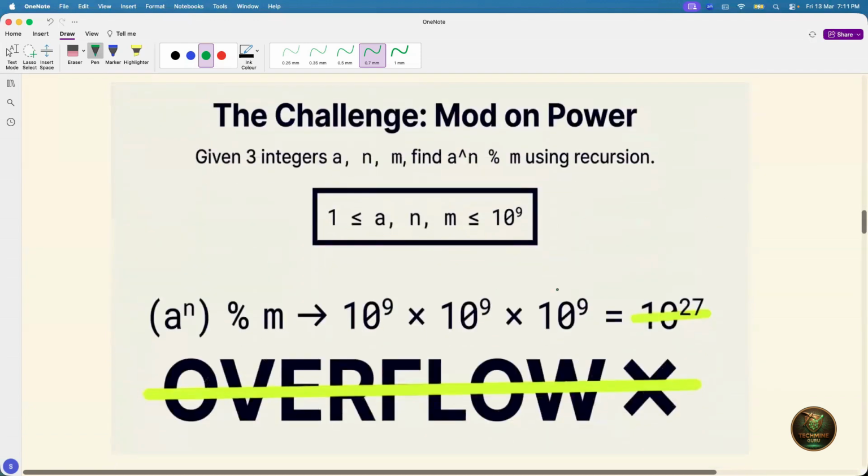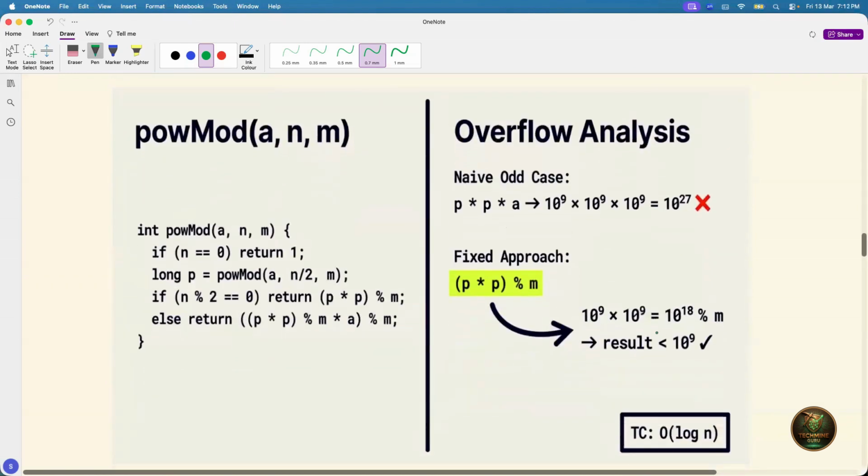Now let's come back to the problem again. If we are given 3 integers a, n and m, you have to find a to the power n modulus m using recursion. In our last lecture, we already learned how to compute a to the power n using the fast exponentiation method, right? But if you see the constraints, it will definitely overflow, right? But if we use the power of the modulo, we can come out of this problem.